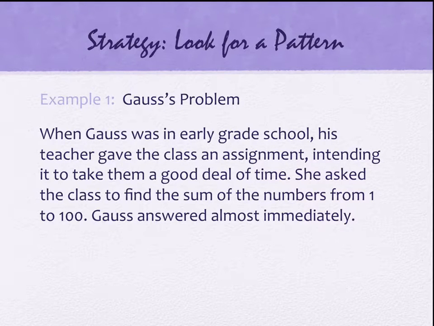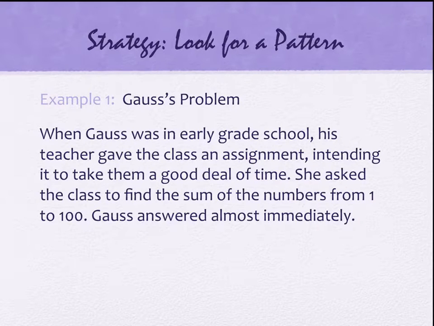Gauss was a mathematician, very bright, obviously, in early grade school. I believe it's first grade, may have been second. The teacher gave the class an assignment intending it to take them a long time. She asked them to find the sum of the numbers from 1 to 100.